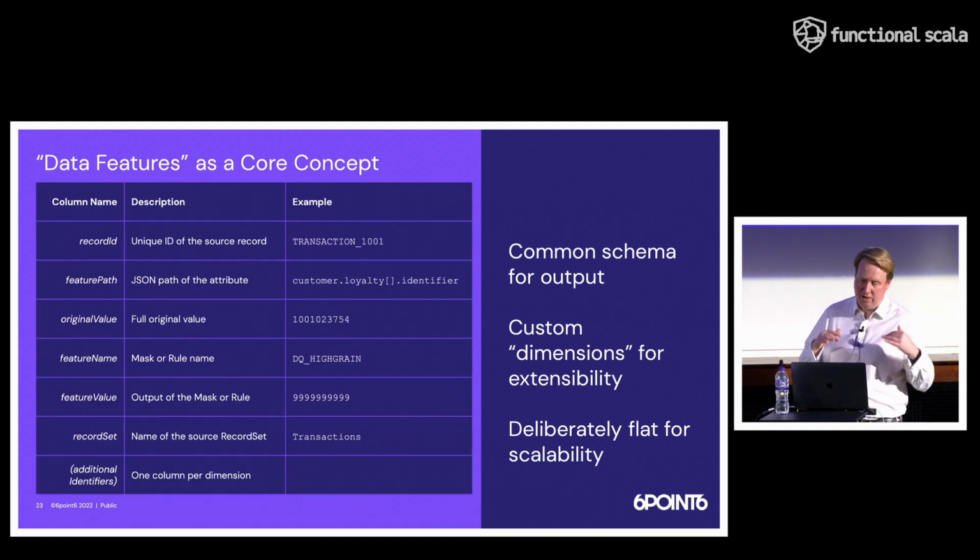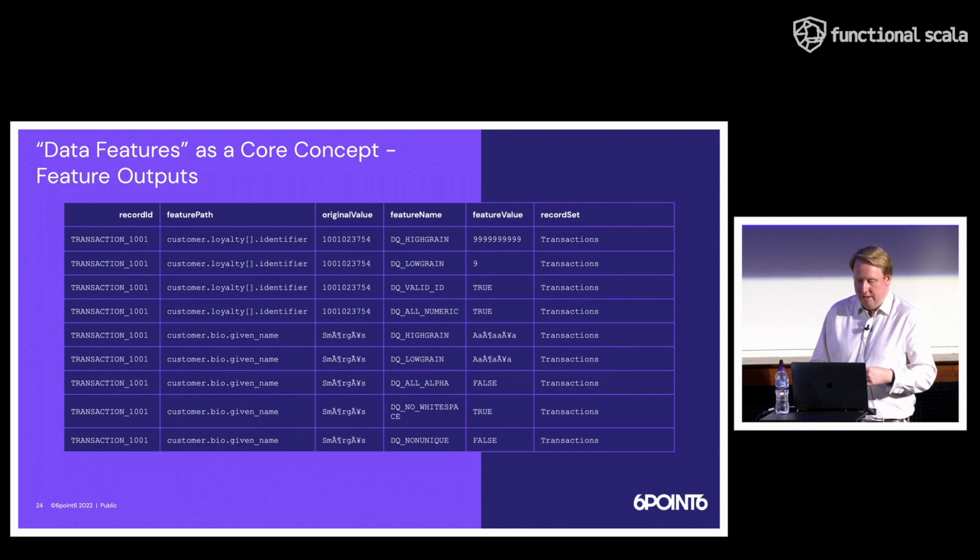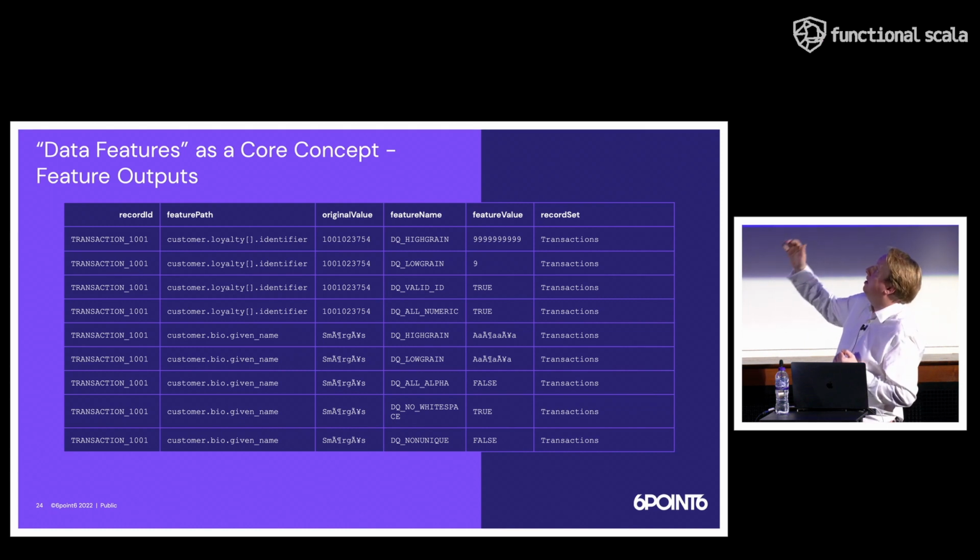So our output looks like a row which just has the record ID of the original record, the JSON path of the value, what the original value was, the name of the function we ran on it, so if it was a high grain or low grain, or if it was one of the rules, and then the value of that. And then we have, depending on the application, a number of dimensions of the data. So it might be that some of them have different source systems or different owners or whatever, right? But other things that would be useful when you're slicing and dicing the actual output when you're analyzing it, right? So what you end up with is loads and loads of these, where you see original values, lots of functions run over them, and then those outputs from profile masks and assertion rules.